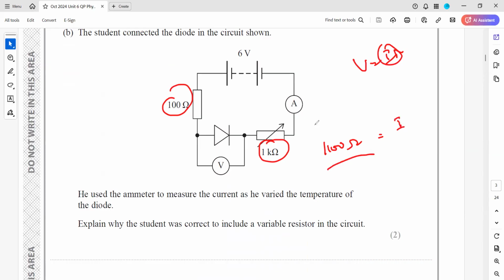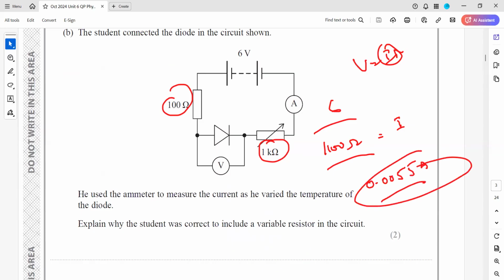That is the voltage divided by resistance. The voltage is 6 and the resistance is 1100, so 6 divided by 1100 gives about 0.0055 ampere. So the maximum current, if the diode had zero resistance, is that value. Current will decrease if the diode resistance increases. But even if the diode has no resistance, the current should be about 0.005. But the student's values are wrong.